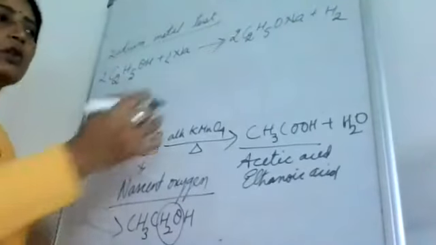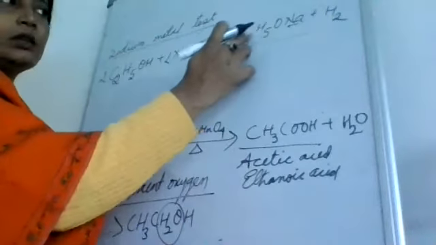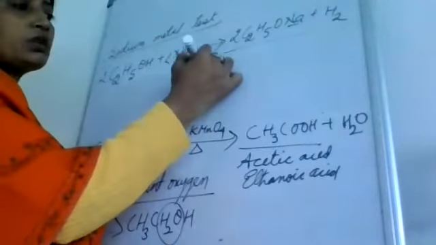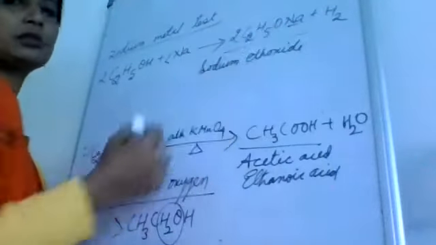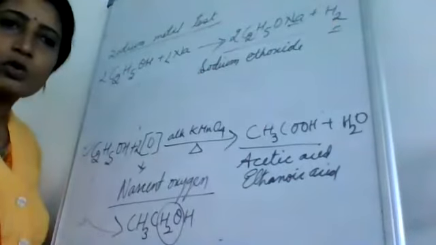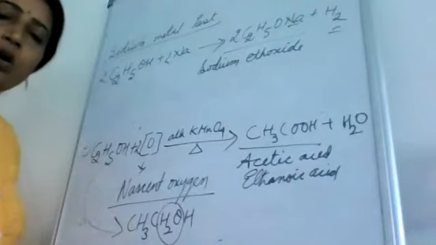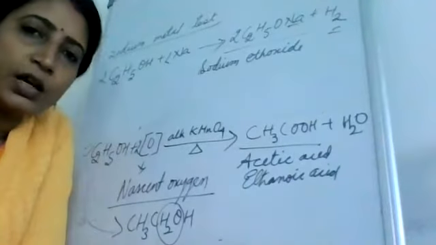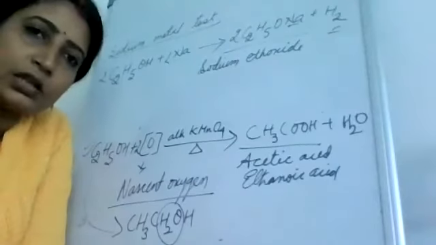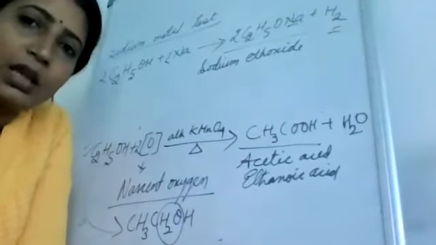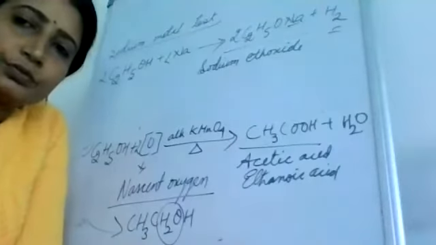So what is the name of this compound? This is sodium ethoxide. Sodium ethoxide, and hydrogen gas is evolved here. So when hydrogen gas is evolved, we'll come to know that the given compound is ethanol. या फिर हम esterification भी कर सकते हैं. If we add acetic acid, ethanoic acid, to this, and if we get a sweet smelling thing, then we'll get to know that this particular compound is ethanol. Okay?